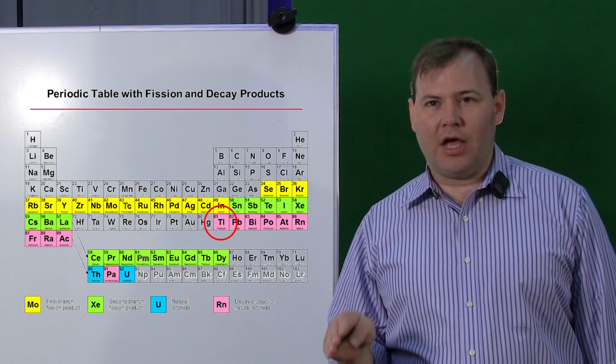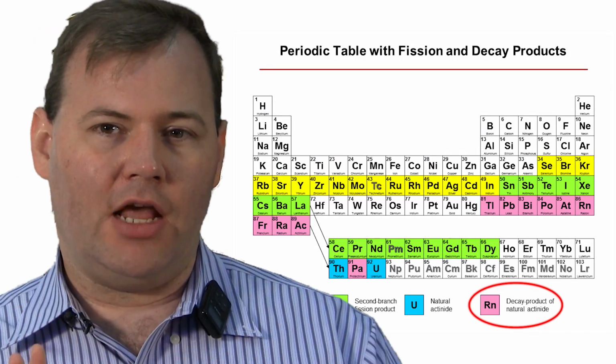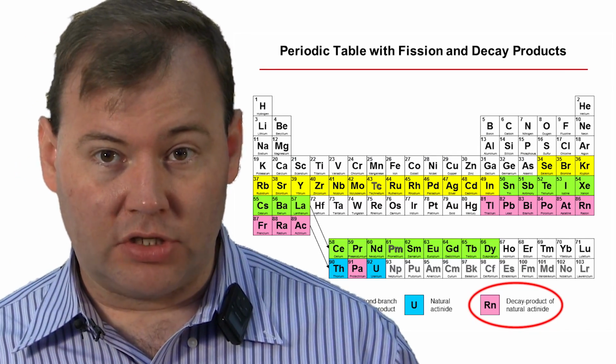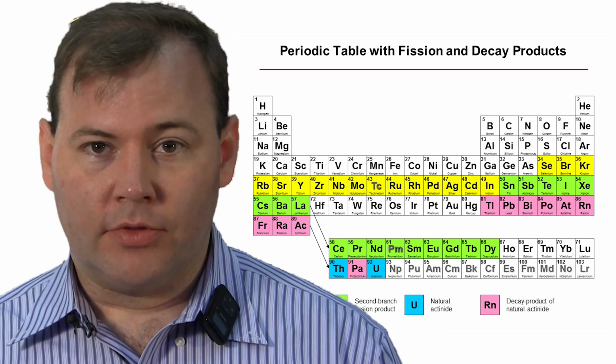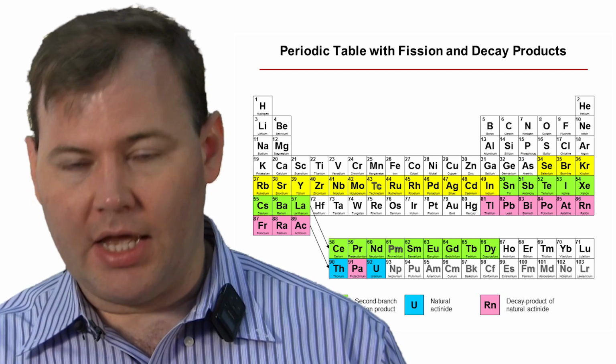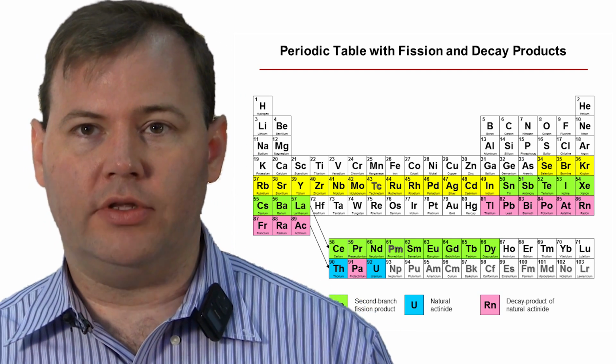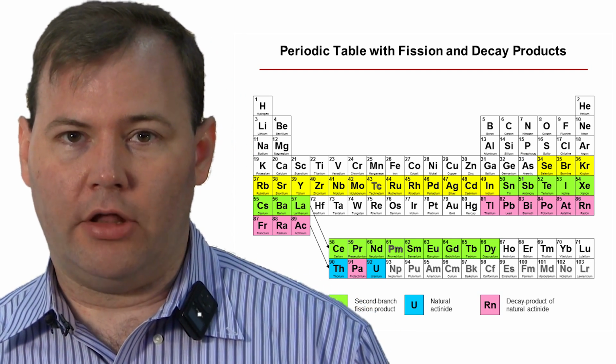And then when you get to thallium, now you're getting into what's called the decay products. These are not formed by fission. They're formed when you leave uranium and thorium and plutonium alone for hundreds or thousands of years. They will decay into these products. And those are shown in this chart in a pink color.